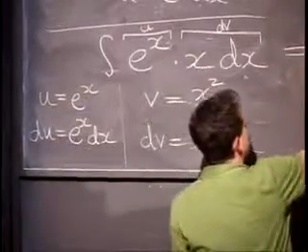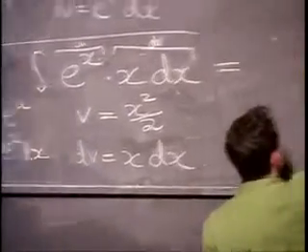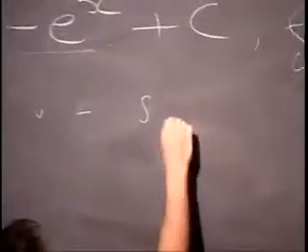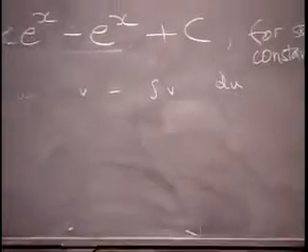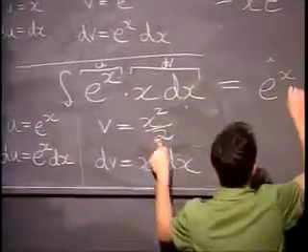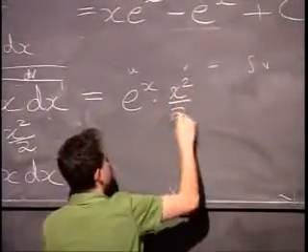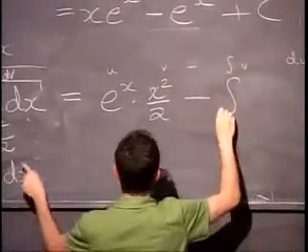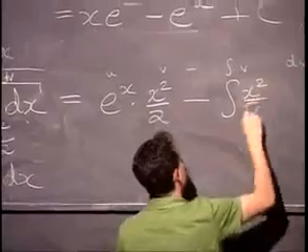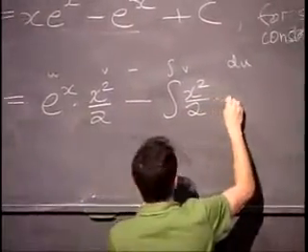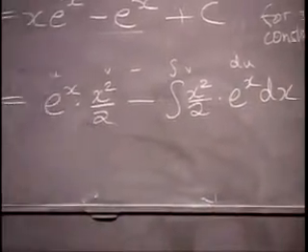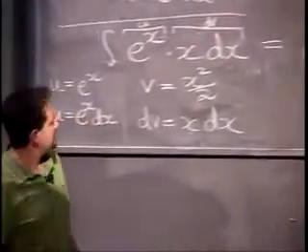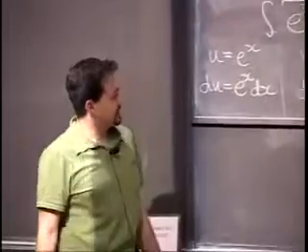We get uv minus the little integral of v du. I'm leaving plenty of space. U is e to the x. V is x squared over 2 minus the integral of v, x squared over 2, times du is e to the x dx. Everything I've written, hopefully, unless I made a silly error, is correct.